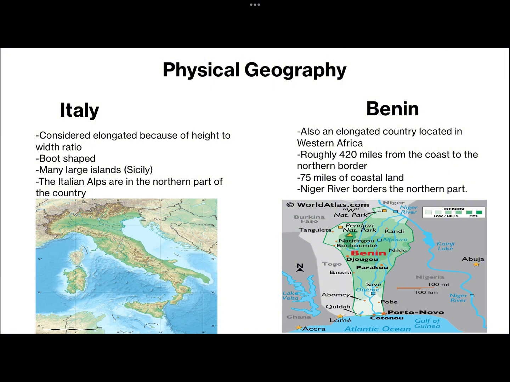Now for Benin, it is also an elongated country located in western Africa. It is roughly 420 miles from the coast to the northern border, and the coastal land stretches 75 miles. The Niger River borders the northern part, connecting it to Niger.